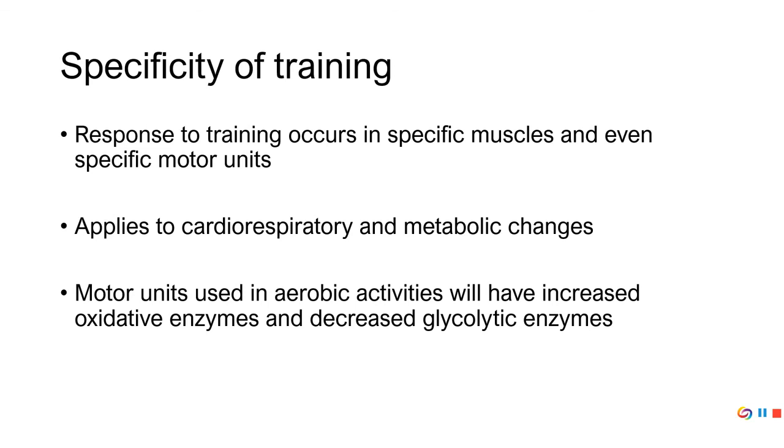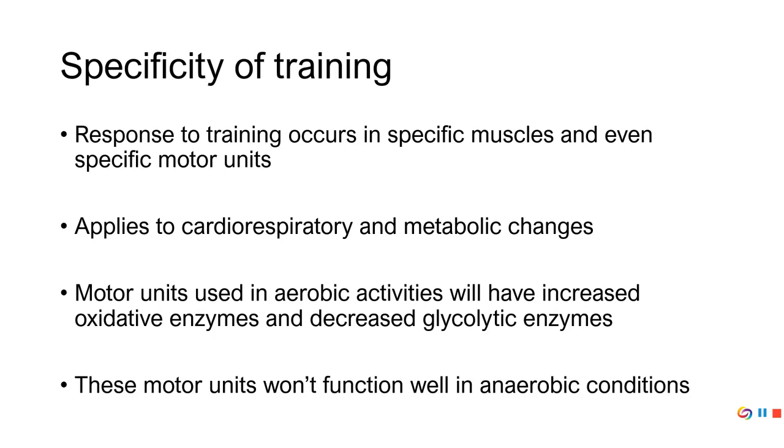I find it fascinating that, like it says here, the motor units that are involved in aerobic activities are going to increase the amount of oxidative enzymes they have while decreasing the glycolytic enzymes. And so this is going to allow these motor units to better use oxygen. But the flip side is they're not going to work really well in anaerobic conditions because there's not oxygen and they're not going to function as well.